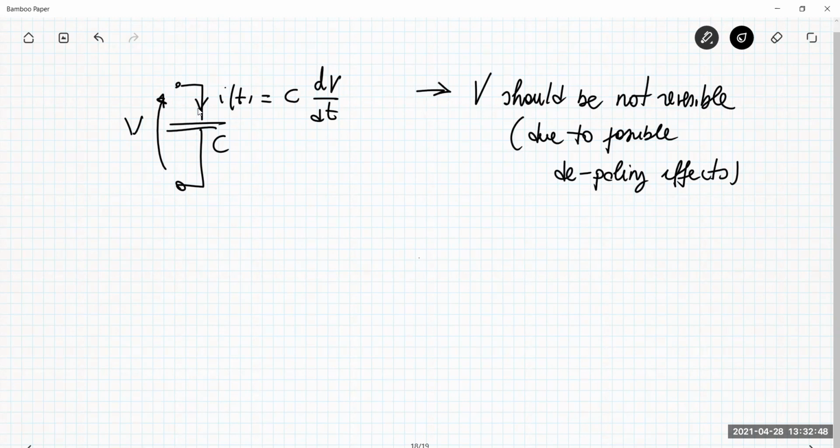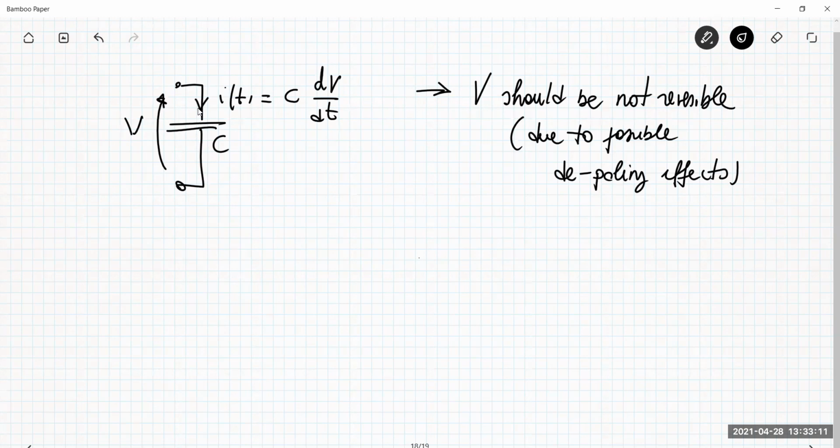What about the current? The voltage is positive, but the voltage can have a variation. The variation can be positive or can be negative. The variation can be positive when I want to obtain an elongation, a deformation of my piezo.